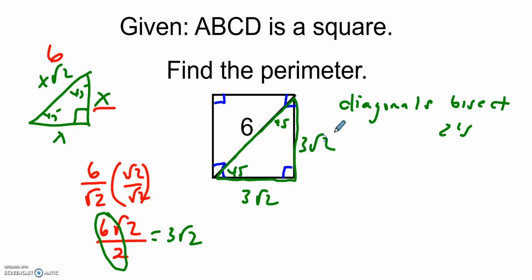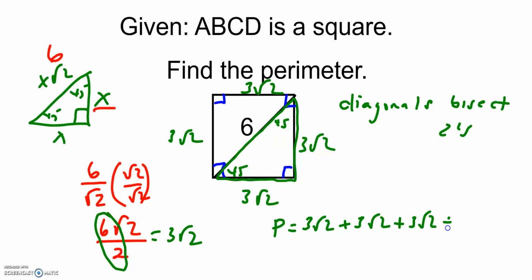3 root 2, and because this is a square, I know that these two sides also have to be 3 root 2. And so if I'm looking for the perimeter, I'm really taking 3 root 2 and multiplying it by 4, or adding 3 root 2 four times. And if I do that, remember that when you are adding radicals, we cannot change the radicand. We just say there are 4 sets of 3 root 2, so 12 root 2 units would be my perimeter.